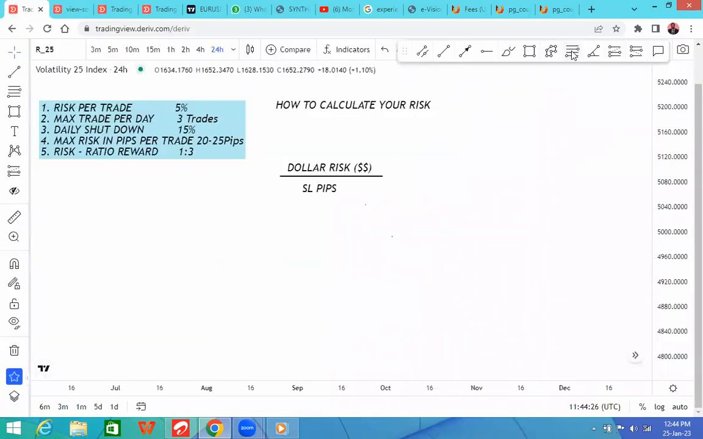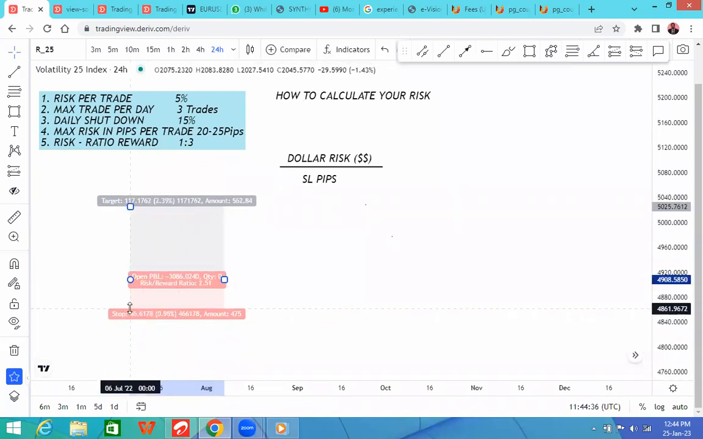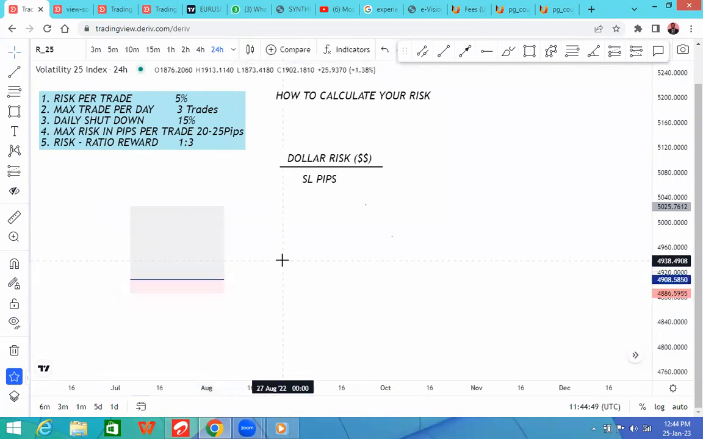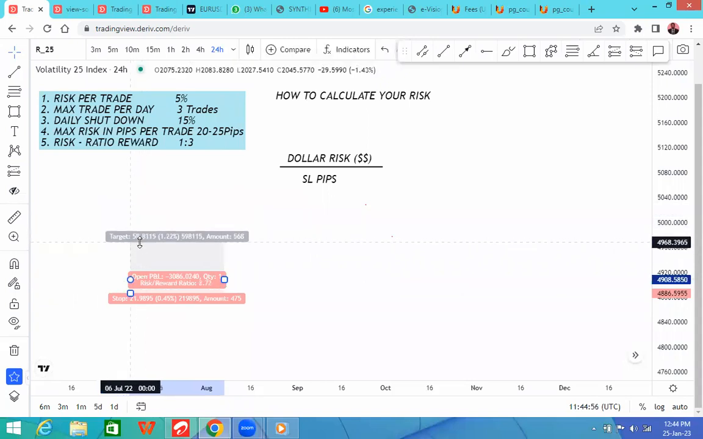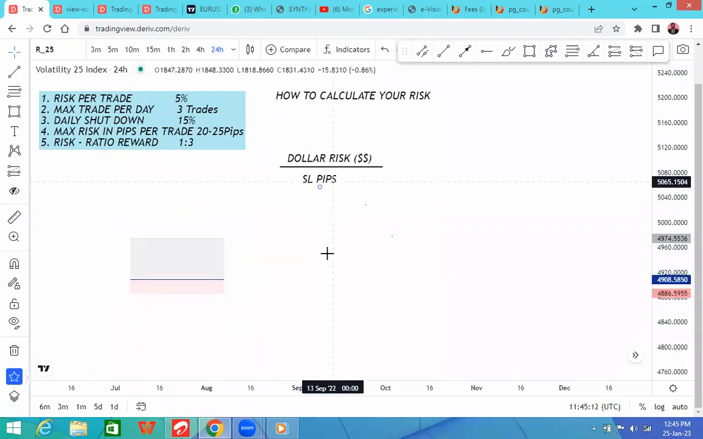I have a buy limit, or I have a market buy from here, and then let's say the stop loss is 21 pips. And then I'm going to take 1, 2, 3. That is my first trade for the day, and that is what discipline said. 1, 2, 3 is what I'm risking. So if I'm risking $10, the formula will tell me what to use. If I'm risking $30, it tells me what to use.